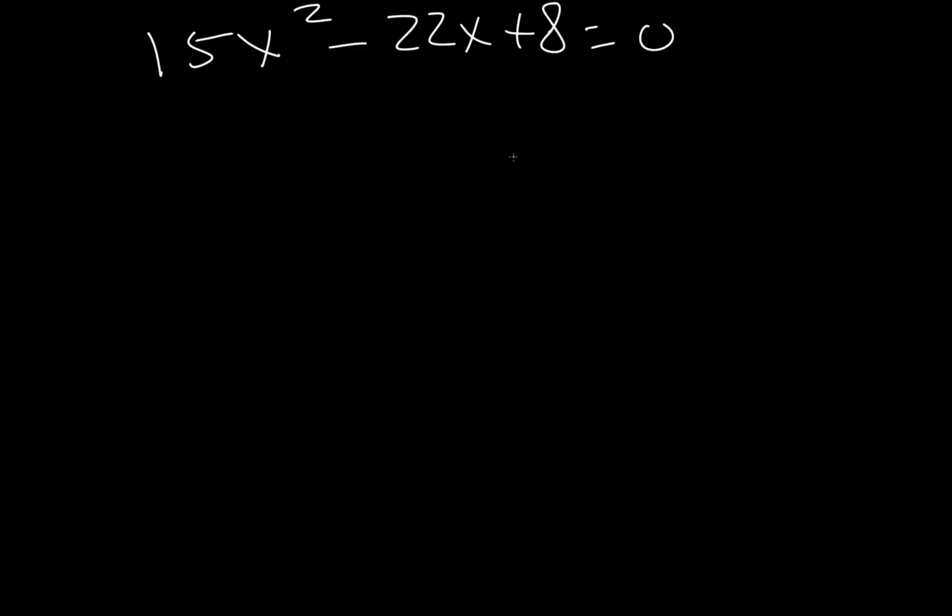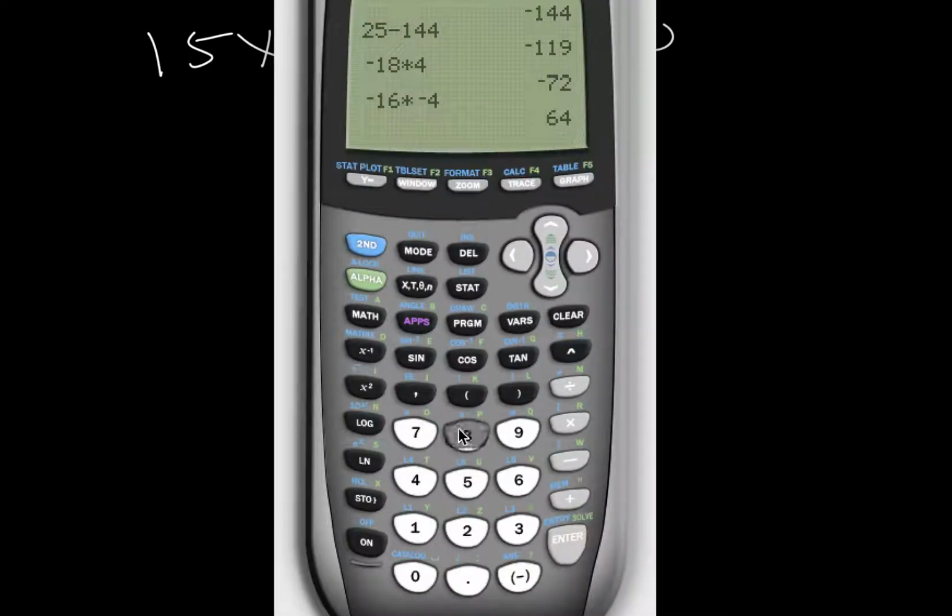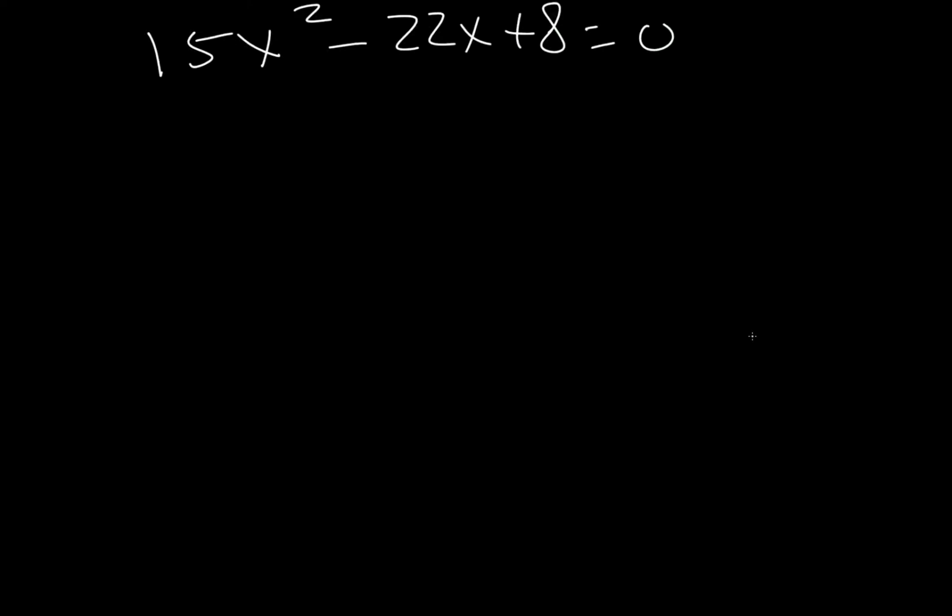So first we're going to do box method. So we're going to say 8 times 15. So we pull out our calculator. 8 times 15, and we get 120. So once again, you just multiply this by this, see what you get, and then break it down. And we're trying to find factors that add up to the middle term, which is negative 22.